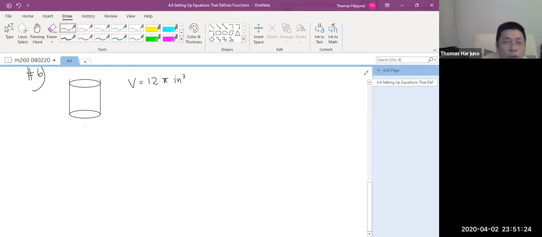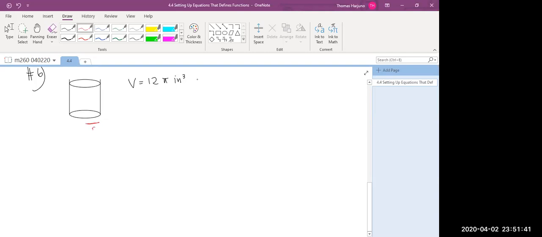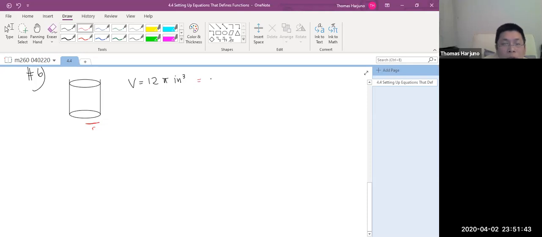Now, do you remember the volume of a cylinder? The volume of a cylinder is the area of the base. Let's call the radius r. That equals the area of the base, pi r squared, that's the area of a circle, right? Multiplied by the height. Let's say this is the height.